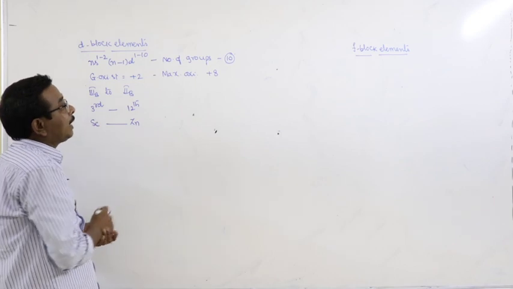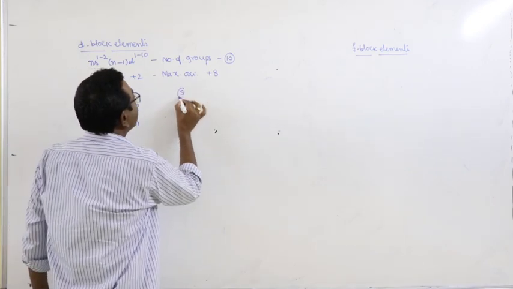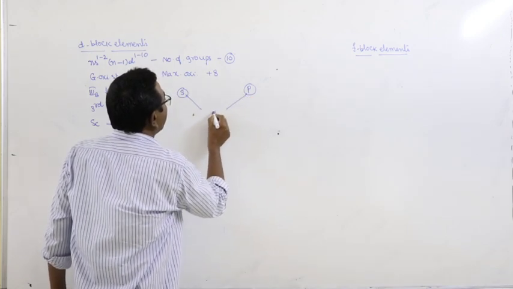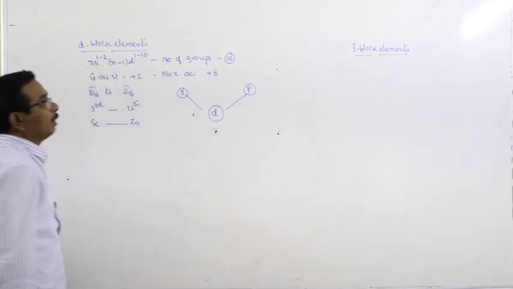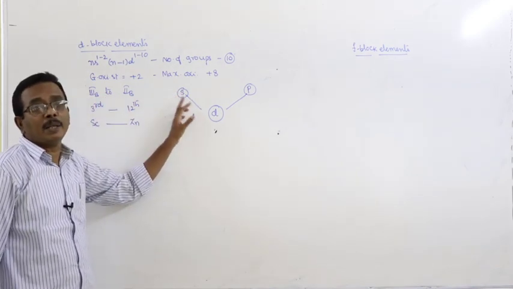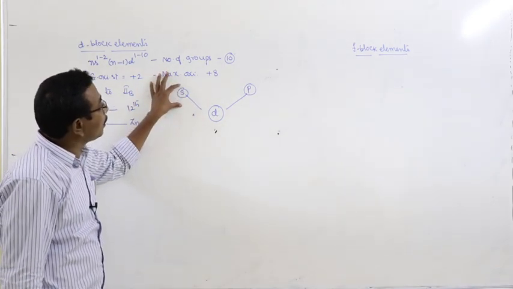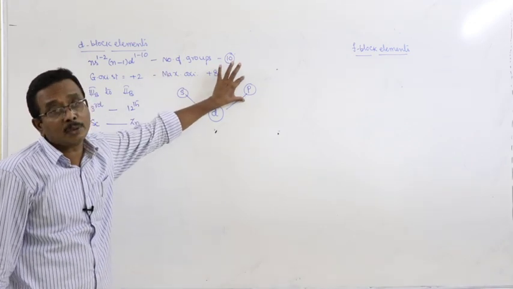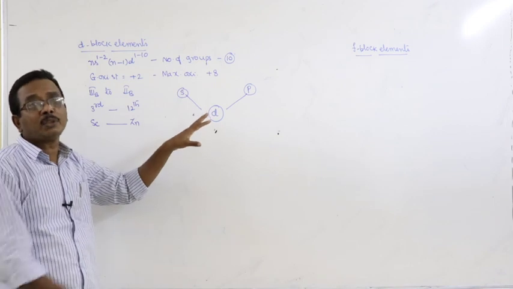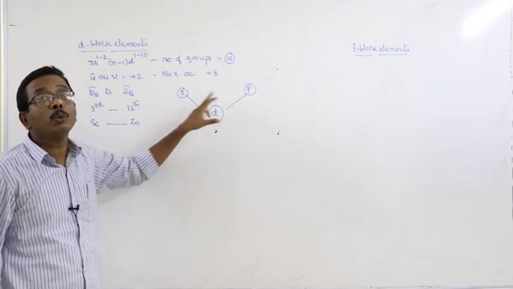In the long form periodic table, the d block elements are present in between the s and p blocks. They represent a gradual change in the nature of elements from highly electropositive nature to highly electronegative nature. At the same time, the nature of the compounds also varies from ionic to covalent.